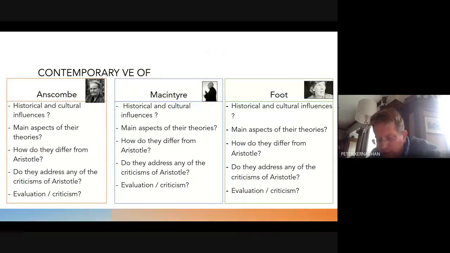Right, so there's a little challenge here. We've got three people. Joshua, give me a summary of Anscombe. Is he still there? Yeah, go on. Give me a summary of what you've got on Anscombe. Who was she? When did she write? All right, can anyone else help, Ollie or Flo?